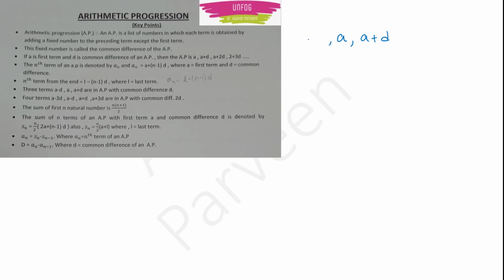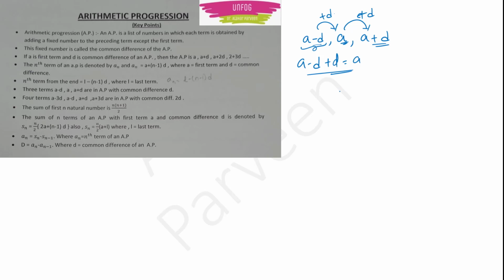What will be the previous term for a? It should be a minus d. Why? See, you add d with a minus d, you get a, right? So you got the second term by adding d here. Then you got the third term by adding d here. So a plus d became a plus d here. A minus d plus d became a here.